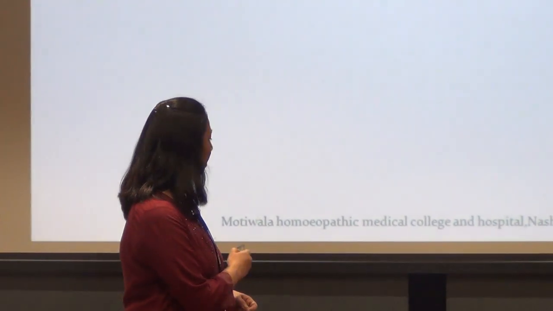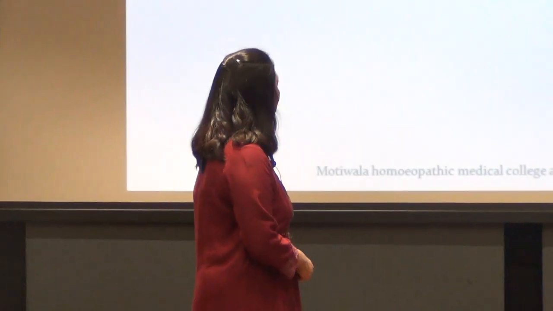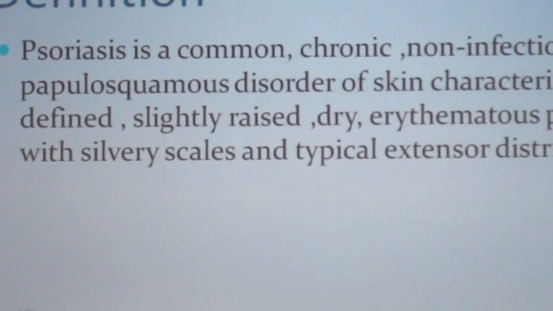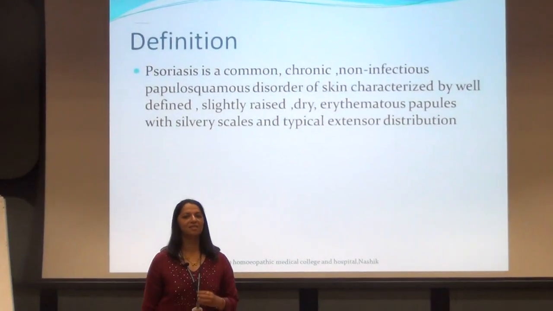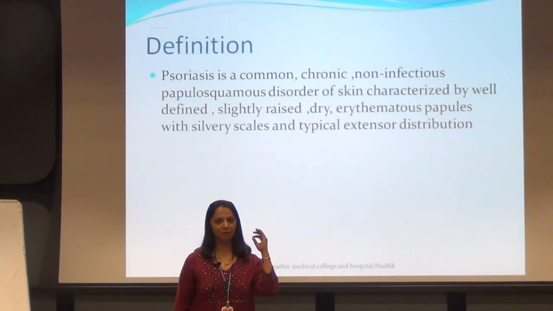Then I said that it is a chronic problem because it runs a long course. It has its own exacerbations and remissions. I said it is non-infectious and a papulosquamous disorder. Papulosquamous means a disorder of skin which is characterized by papules which have scaling. So it is a papulosquamous disorder of skin, where papules are erythematous and have silvery scaling and a typical extensor distribution.